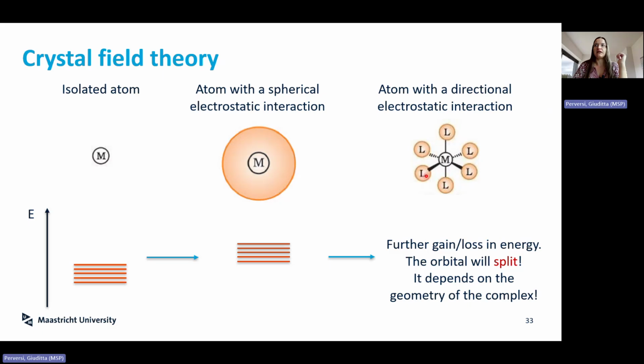If your electrostatic interaction, instead of being spherical, is directional, which is exactly what happens in the moment you have actual ligands in a certain geometry around your metal, there will be a split in energy, and not all of this will be affected equivalently. So there will be some that are more affected that will rise in energy, some that are less affected that will drop in energy. If your geometry is like this, the set will split in one way. If your geometry is different, the split will also change accordingly.